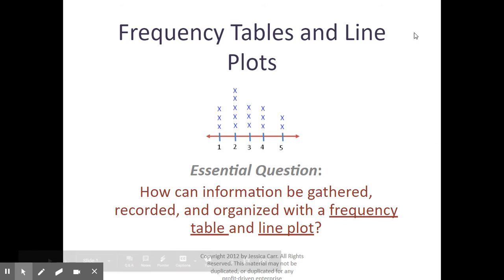Hi, we're going to go over frequency tables and line plots. The essential question you need to be able to understand is how can information be gathered, recorded, and organized with a frequency table and a line plot?